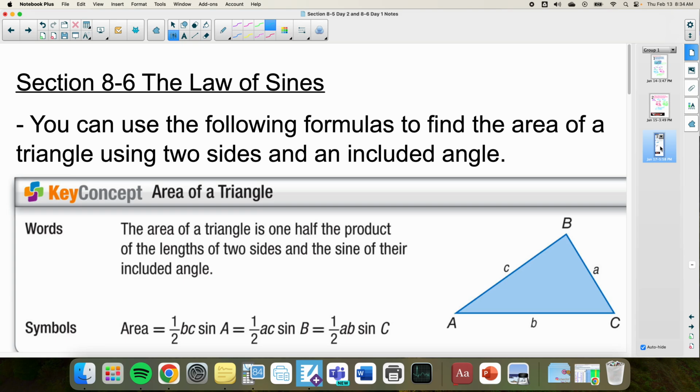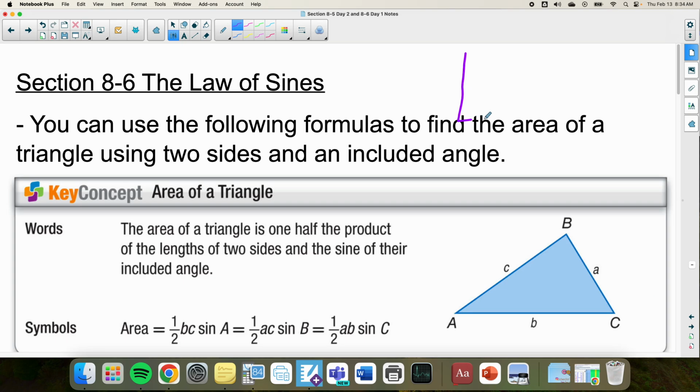So what we're going to do first with these oblique triangles is find how you find the area of them. Now, if you had a right triangle, I don't know if you guys remember this or not, but you can find the area of that by going one half base times the perpendicular height. Do you remember doing that?